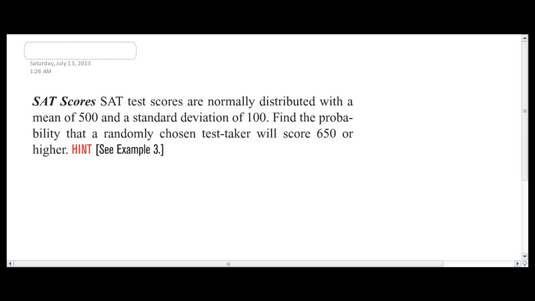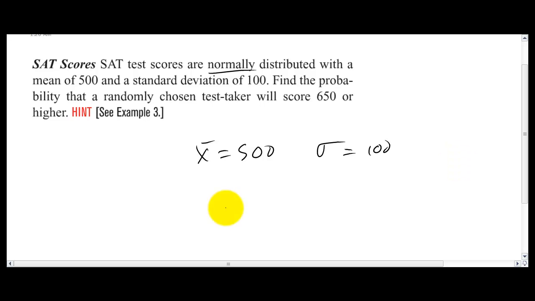Okay, so seeing this problem, the key things that jump out at me is they're saying that the dataset is normally distributed. So therefore I know I'm using some technique from my normal section, chapter 8.5. So now they're saying they have a mean of 500. That was nice of them to give us that. So we can just jump straight to that. And they're telling us there's even a standard deviation of 100. Find the probability that a randomly chosen test taker will score 650 or higher.